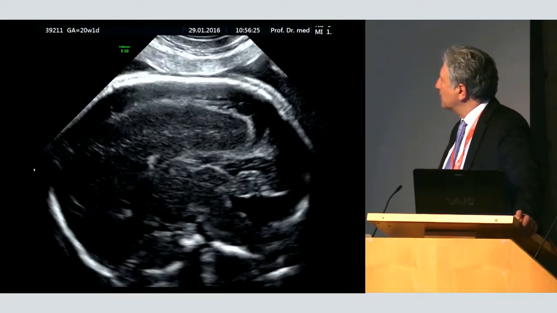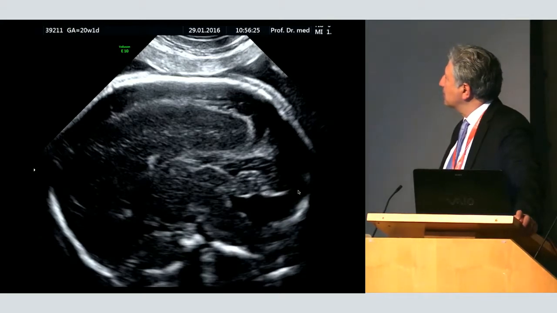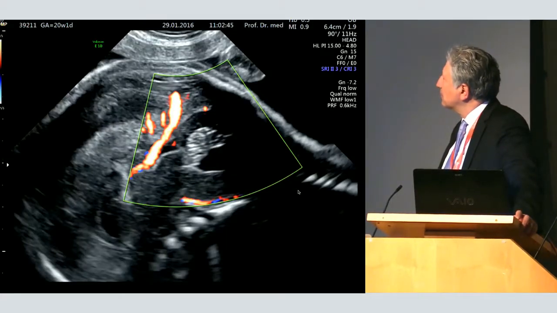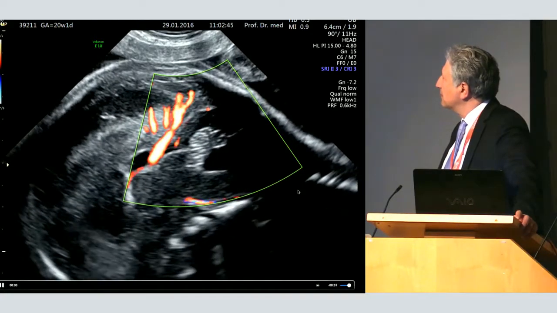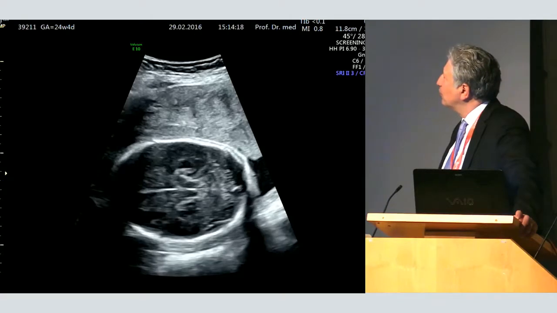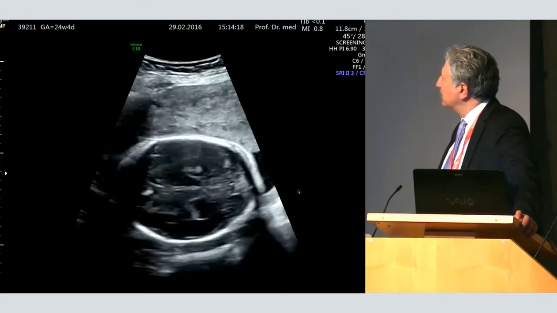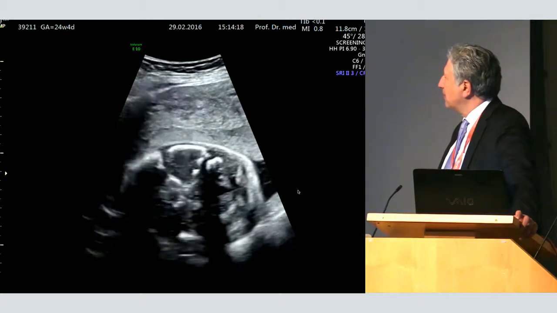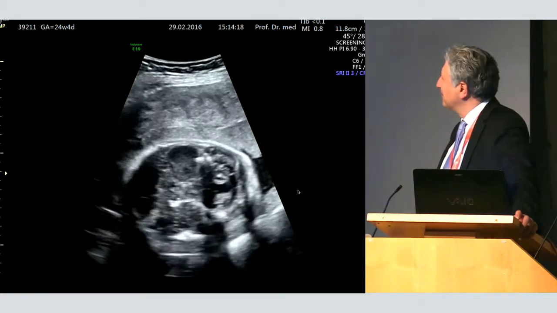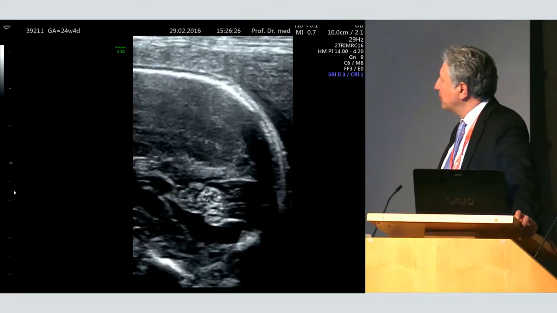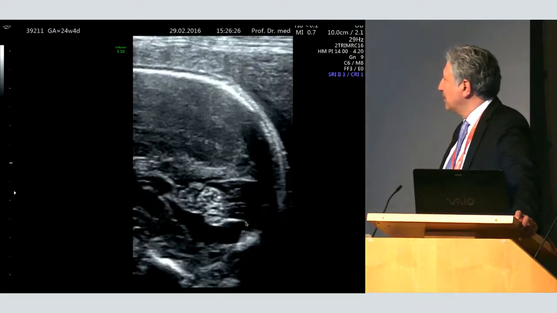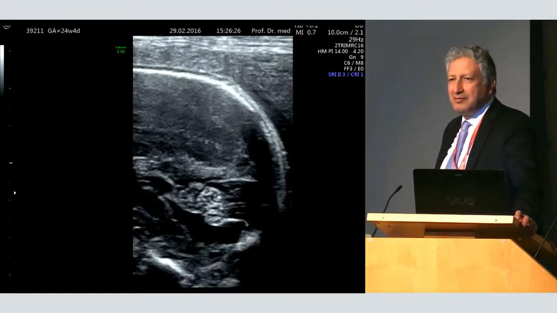Longitudinal view, 20 weeks. 20 weeks like this. Blake's pouch. 20 weeks. Rather, yes. 24 weeks plus 4. Still there. I was hoping to see... No. Superior rotation. Remnant of Blake's pouch. Yeah.